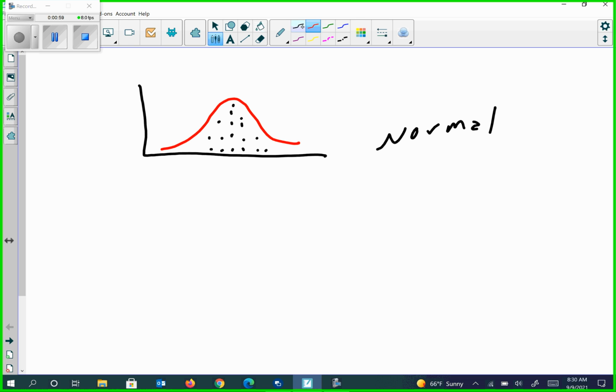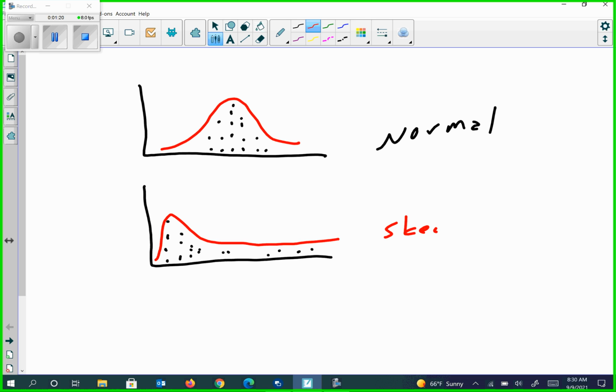But what if I had my data look like this? If I tried to do a bell curve here, notice you have a tail way out to the right. So this is what they call skew right. The tail out to the right is skew right.